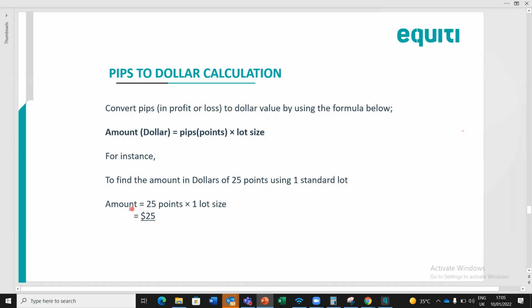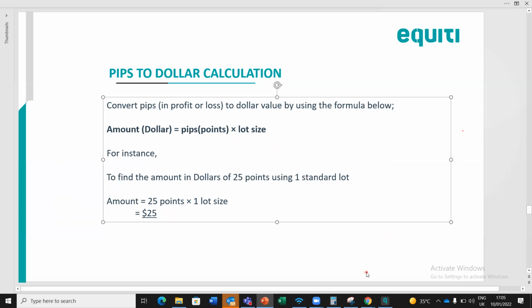Let's take for instance to find the amount in dollars for 25 points using one standard lot. That will give us amount equal to what? The pips in points. How many points do we have here? 25 points, right? If you multiply that with the lot size, what's the lot size? One standard lot. That is 25 points times one standard lot. That will give us what? $25. All right. So once you multiply the points with the lot size you're trading with, then you can always get the value of the pips or the points in the amount of dollars.